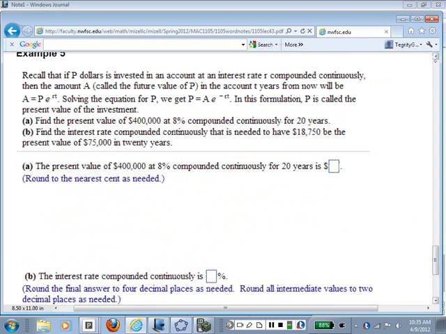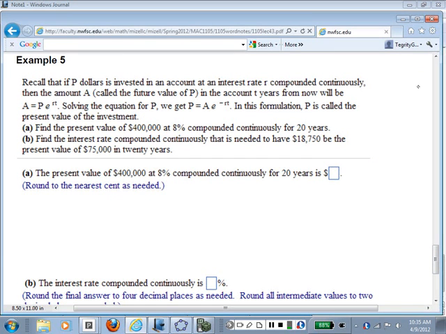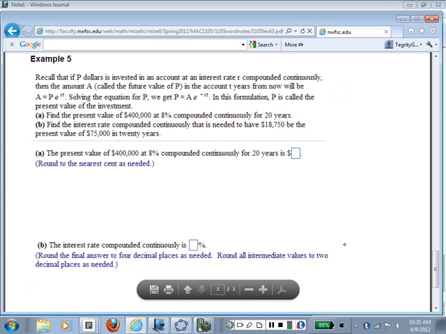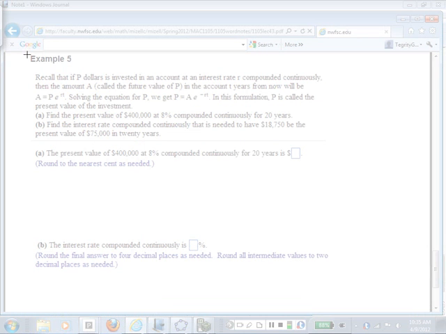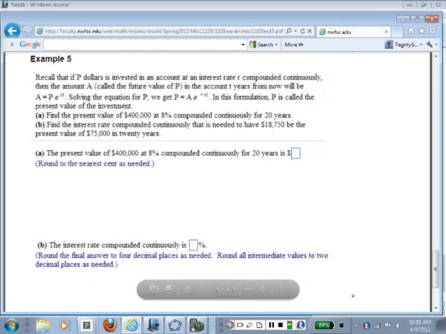I believe this may still be one of the MyMathLab problems. This continuous compound interest problem asks for the present value and also asks for the interest rate. So let's find the present value first. That will not require us to solve an exponential equation, but when it asks for the interest rate, we will have to solve something in the way of an exponential equation. But it's not a terribly bad one.